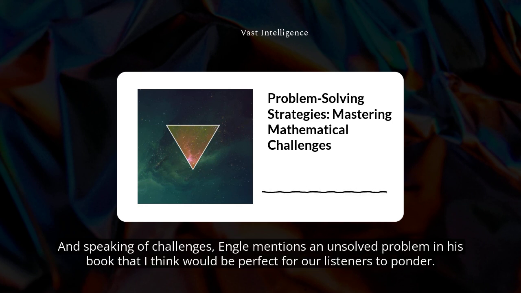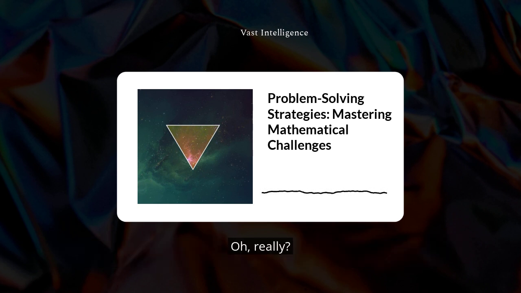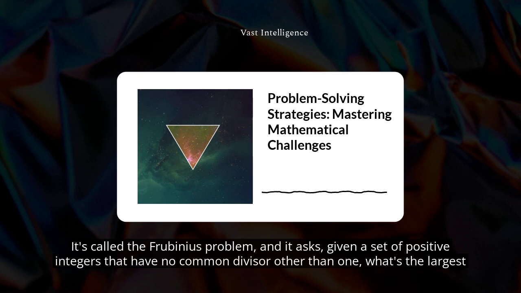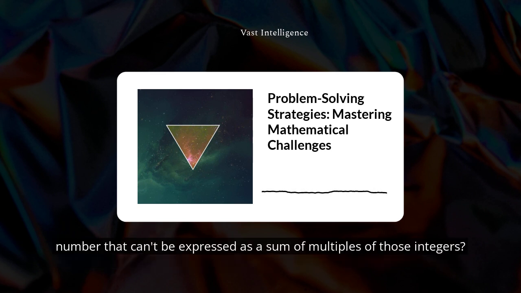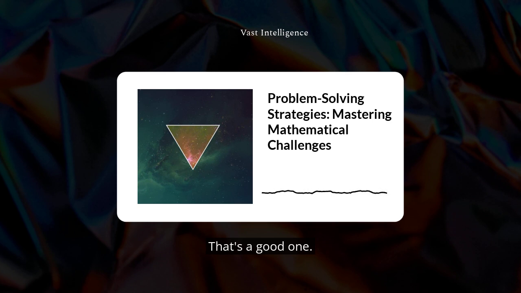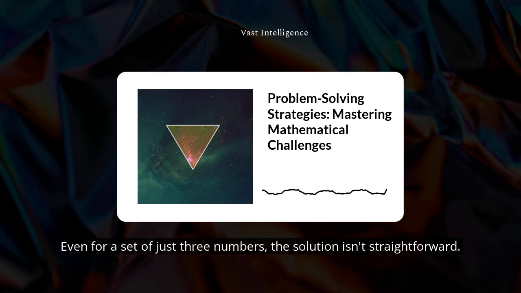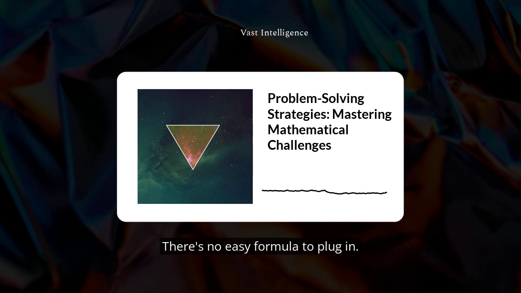And speaking of challenges, Engel mentions an unsolved problem in his book that I think would be perfect for our listeners to ponder. It's called the Frobenius problem. It asks, given a set of positive integers that have no common divisor other than 1, what's the largest number that can't be expressed as a sum of multiples of those integers? That's a good one. Even for a set of just 3 numbers, the solution isn't straightforward. There's no easy formula to plug in.